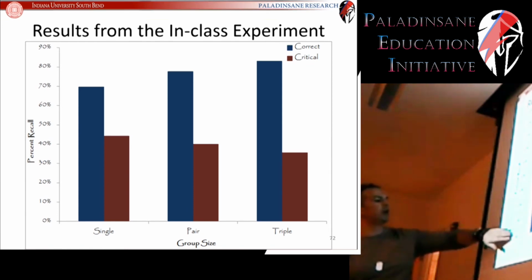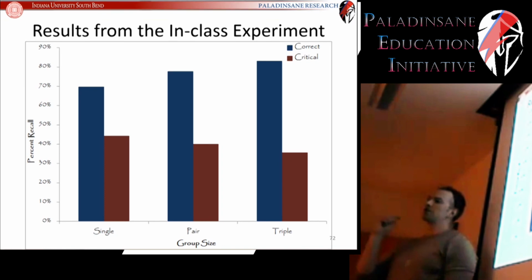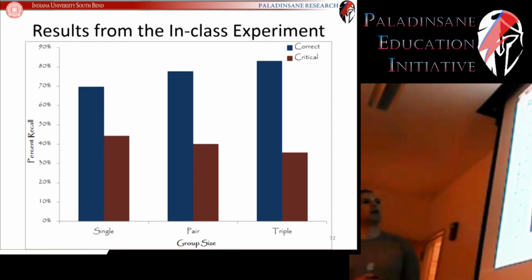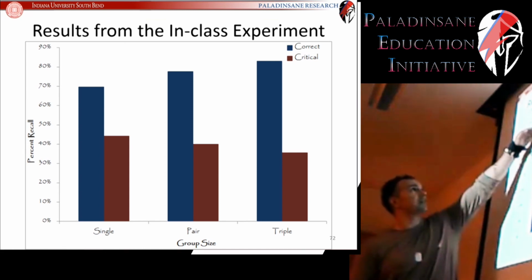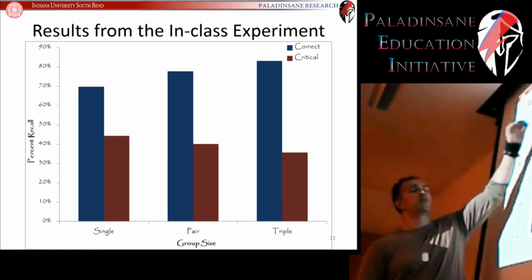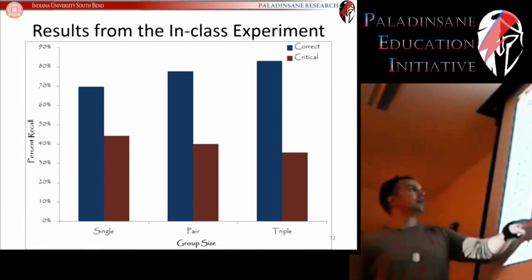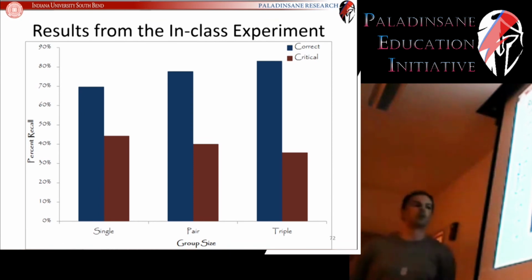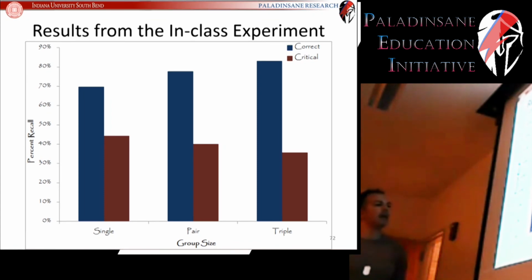All right, percent recall. It goes from 0 to 100%. That's how many words you recalled. So the blue bars here are the correct words, and the red bars here are the critical words. So if you recalled 70% of the correct words, that means that you got 70% of the 90 correct words that were out there. If you recalled 50% of the critical words, that means that you recalled 3 out of 6 of those critical words, those false memories. So the blue is correct memory, the red is false memory.